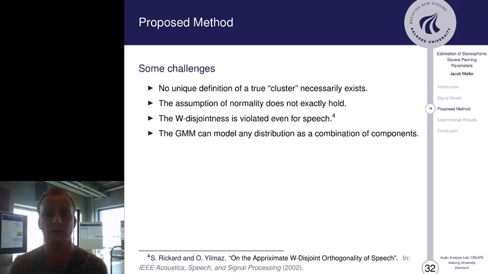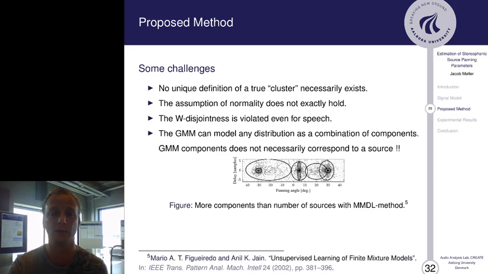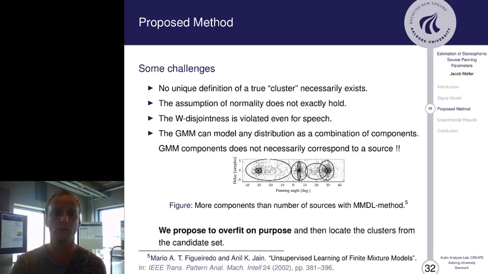The GMM can model any distribution as a combination of components, and if we look at this figure, the black ellipsoid shows this overfitting quality. This is the MMDL method of reference number 5, and we have 10 black ellipsoids describing a mixture of 3 components. Therefore, we propose to overfit on purpose and then locate the clusters from the candidate set.